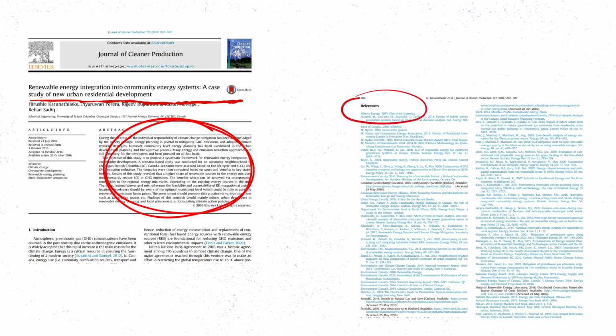Once you've located a source on your topic, you can also look it over for additional keyword ideas. You might find them in the article's title, in its abstract, or in the sources cited in its references or bibliography. Sometimes articles will even suggest keywords for you.